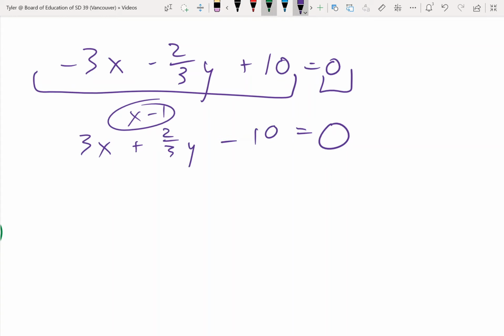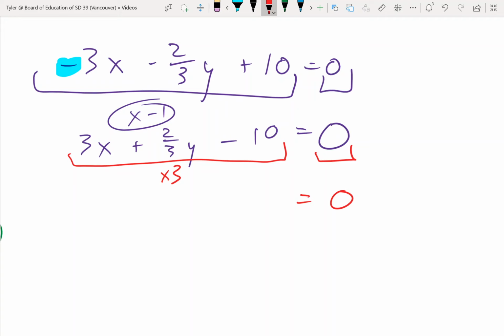Now, the next problem we have is that, so the first was the negative. The second problem is there's a fraction. So in order to get rid of the fraction, I'm going to multiply. So I'm going to say times 3, because that will eliminate the bottom. But I have to multiply the entire thing, both sides of the equation, by 3. Again, it stays 0. This is going to become 9x. This is going to become just 2y, because the denominator cancels out, and this becomes minus 30. This is now general form.